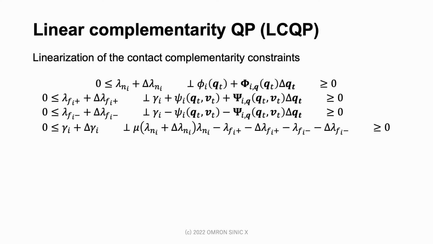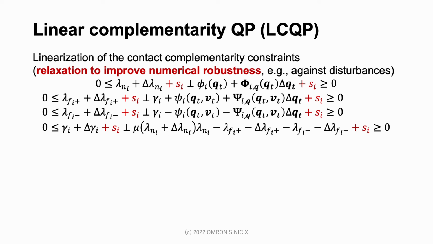We consider this optimization problem subject to the contact complementarity constraints. To obtain the tractable optimization problem, we also linearize the contact complementarity constraints. Further, we introduce a slack variable to relax the constraint, that is, to make hard constraint into soft constraint. This can improve numerical robustness, that is, this prevents failures in finding feasible solutions under disturbances, such as sensor noises and model mismatches.